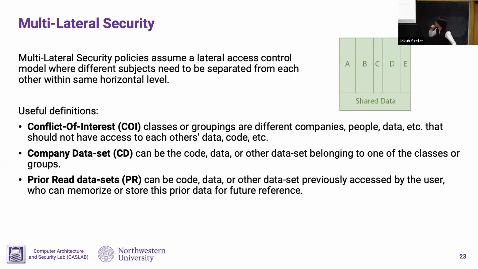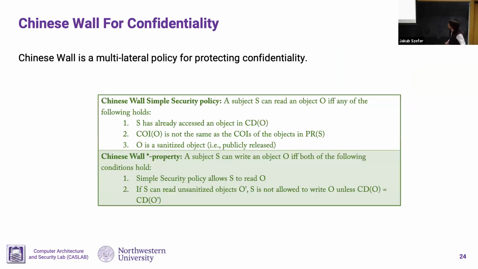And then the prior read data set basically means that if you access something, you remember it. If you're a human, you'll forget eventually, but if you're a computer, you're not forgetting. So the prior read data set is any data previously accessed by the user or the program that could have been stored in some memory. Once you access some data set from some conflict of interest class, it goes into your prior read data set, and unless you forget or can prove you forgot something, you're forever conflicted because you've already accessed it before.